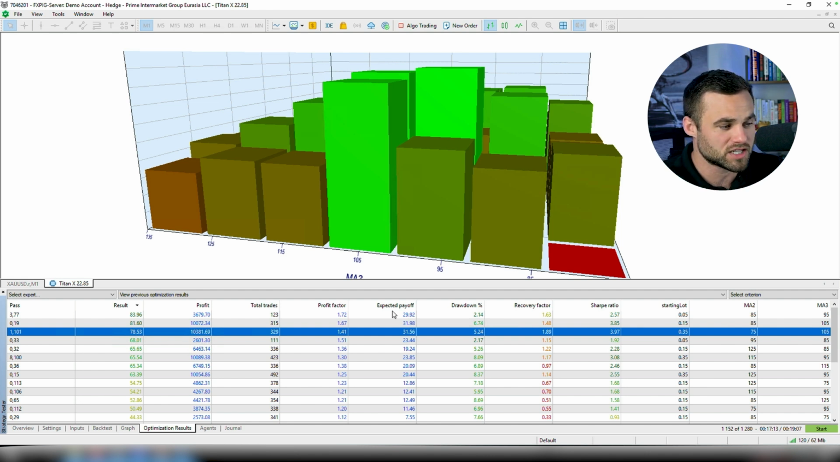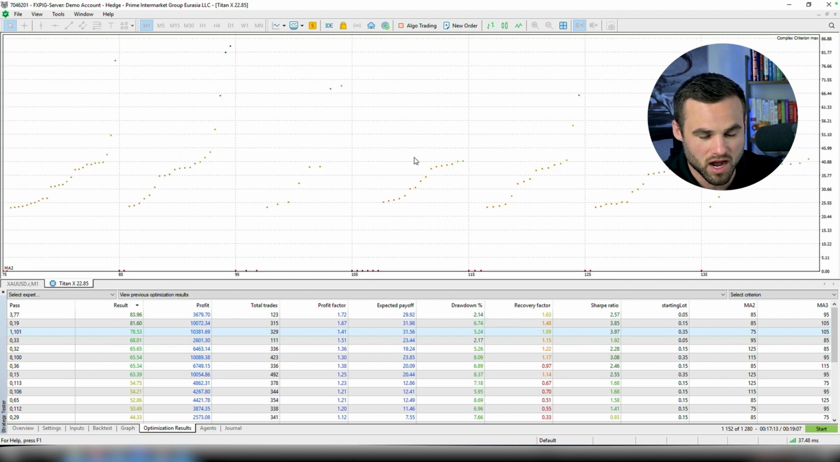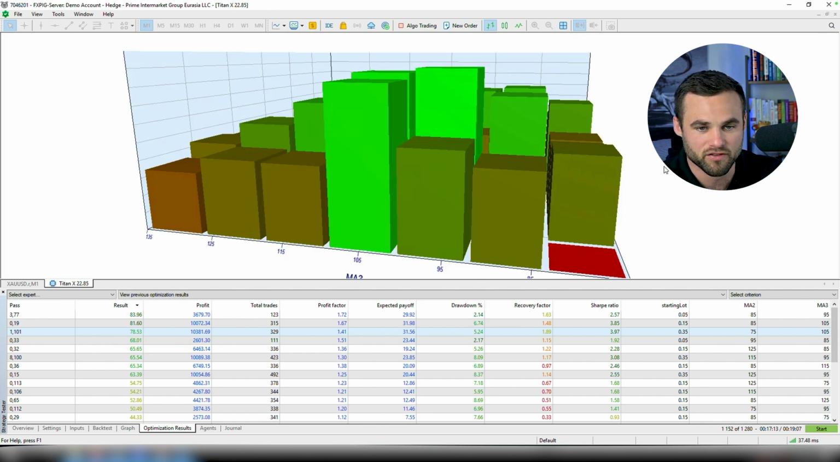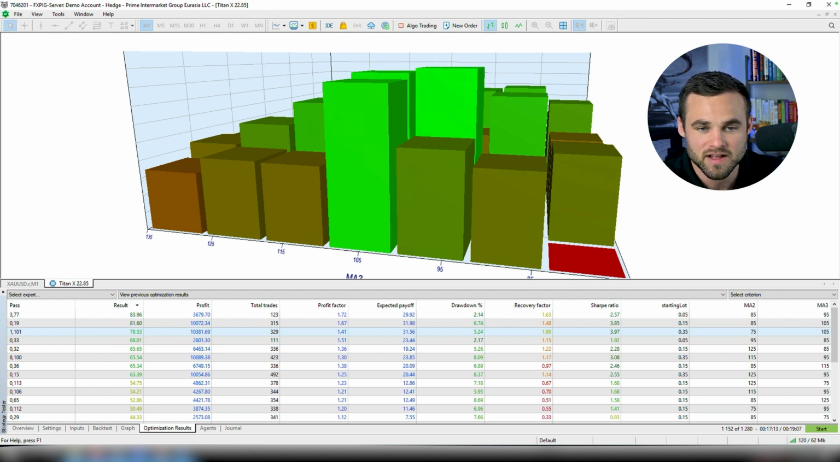So there's a few things that you could do. One of the things you can do is take a look at the graph and analyze it. You can right click here and look at different graphs. You can see a 1D graph, a 2D graph, and then a 3D graph. I like to look at this 3D graph. Essentially, we can put the parameters we want from our test on the X and the Y axis. Then the Z axis is going to be whatever we optimized for, which, remember, was this complex criteria. So the higher and more green these bars are, the better it performed essentially.